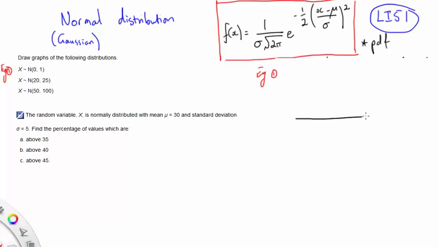So it's going to look something like this. It's going to be a bell shape because it's Gaussian. It's normal. Like that. Okay, and the mean, mu, equals 0. The standard deviation is the square root of 1, which is 1.